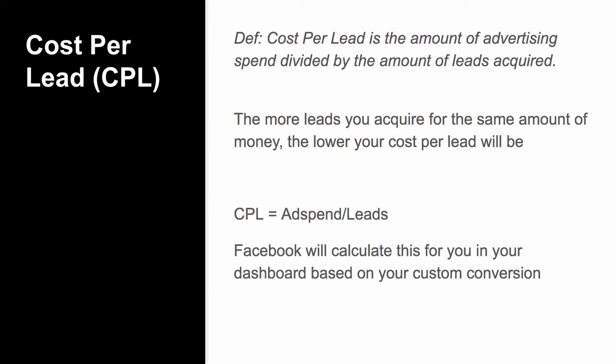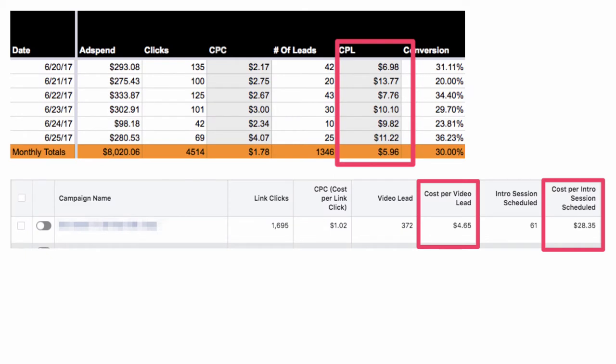You calculate that just by ad spend divided by leads, and Facebook will calculate this for you in your dashboard based on your custom conversions, which we go through in another video. So I'll show you an example of this. In our spreadsheet, we have cost per lead over here. So we spent $8,000. We got 1,346 leads. That is going to factor out into $5.96 per lead.